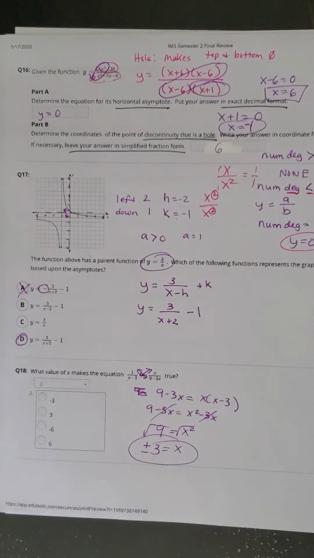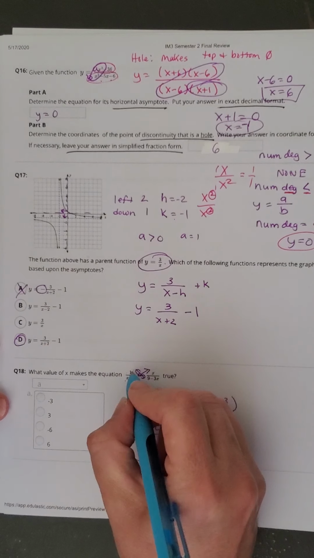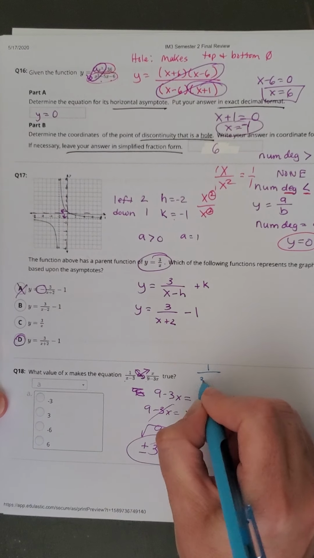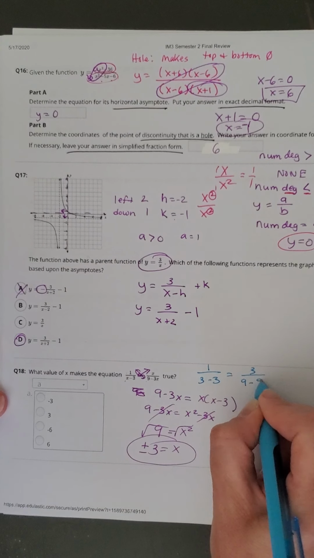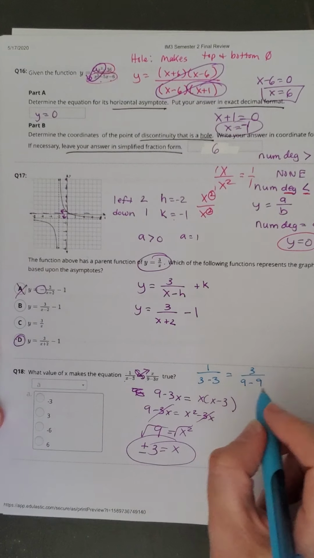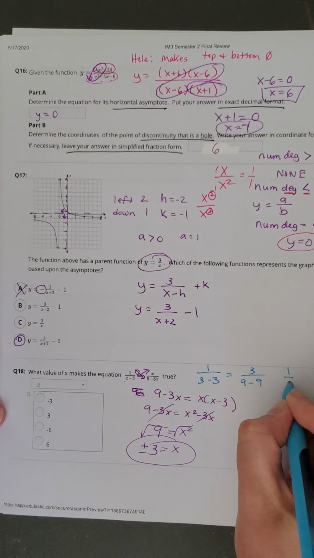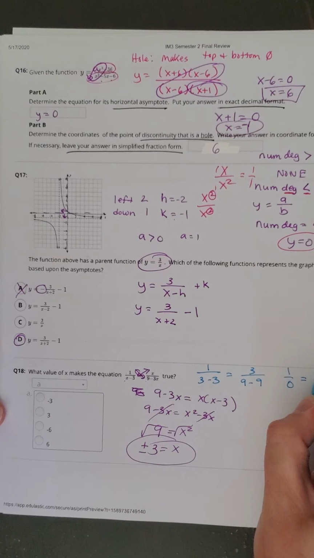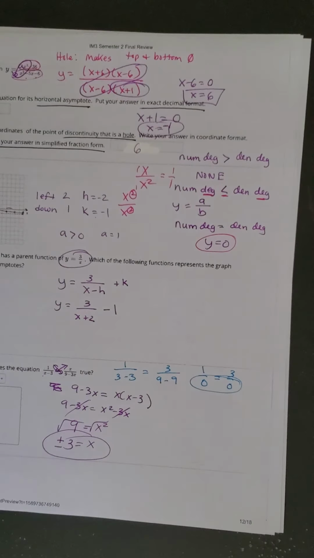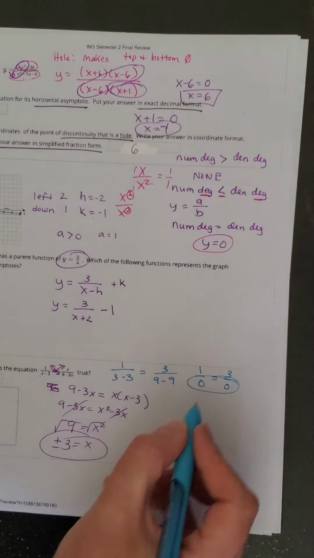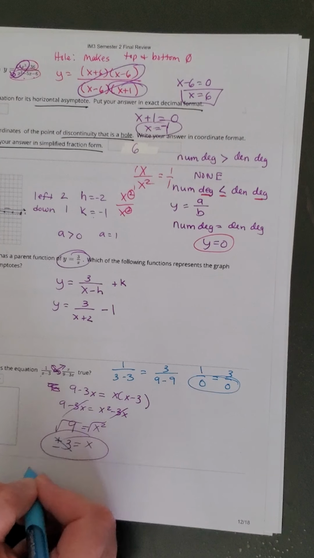Now, if you substitute these in, let me substitute in positive 3. 1 over 3 minus 3 is equal to 3 over 9 minus 3 times 3, which is 9. Well, this is a true statement? 1 over 0 is equal to 3 over 0, but you cannot have 0 in the denominator. That would be undefined. And so positive 3 is an extraneous solution.